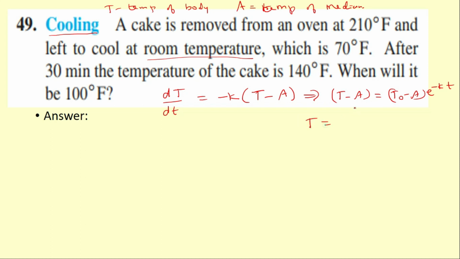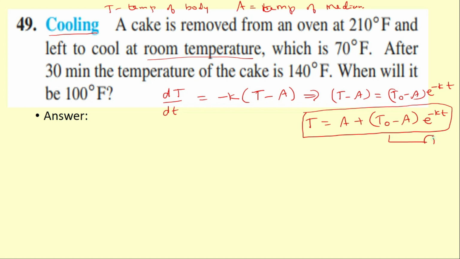And then you can rewrite this result. T minus A, the A goes to the right side as positive A, plus T0 minus A, where T0 is the initial temperature of the body, e power minus kt. This is the formula we are going to use, which is Newton's law of cooling. Call it equation number 1.